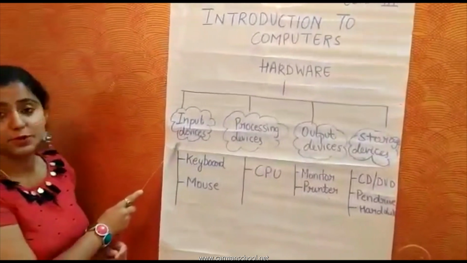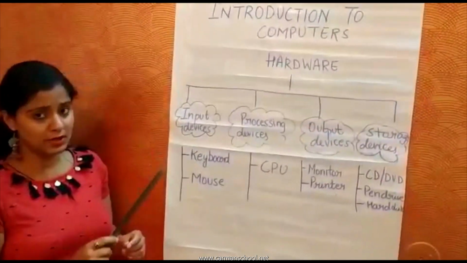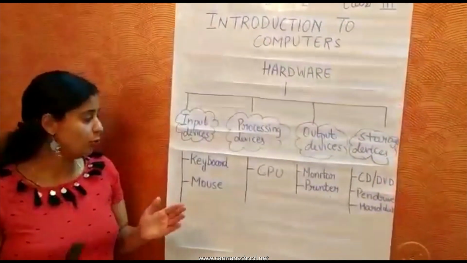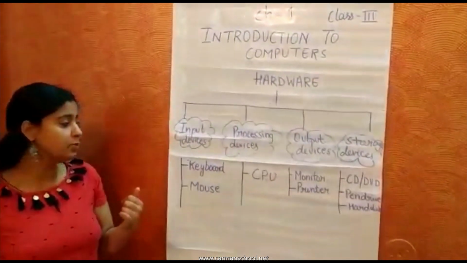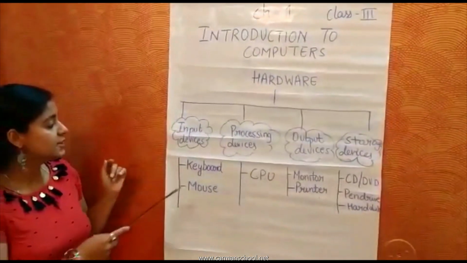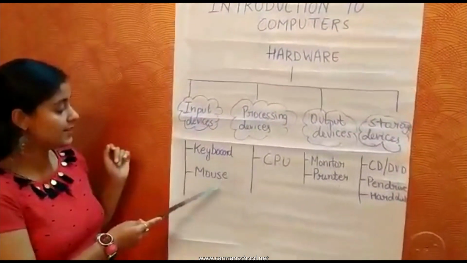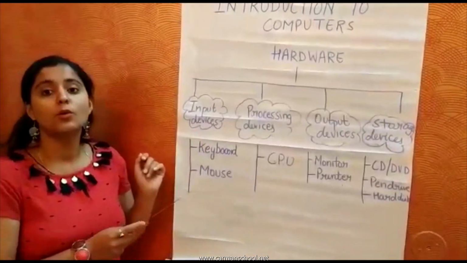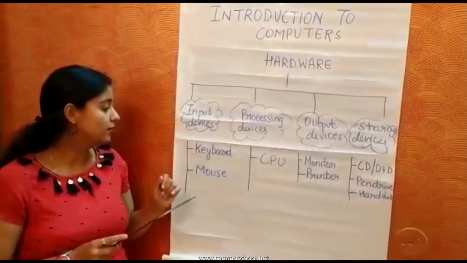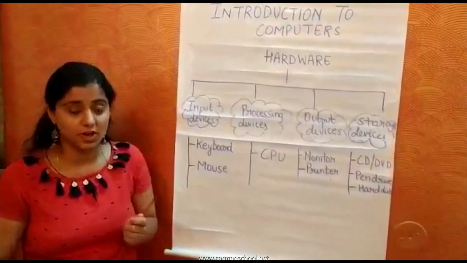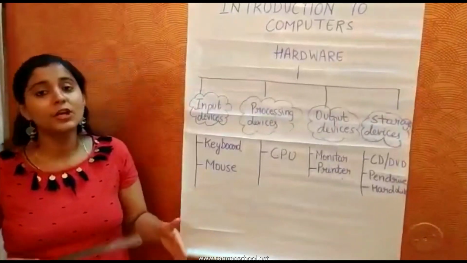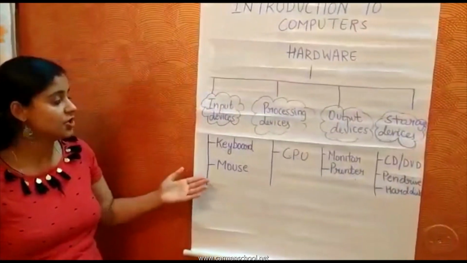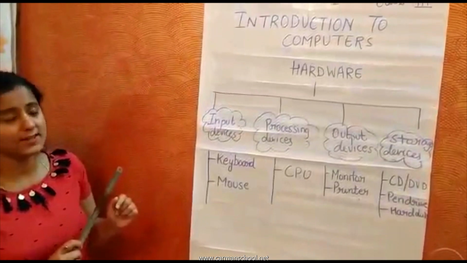First is your input devices. As I have told you earlier, input devices are those which help us to give instructions to your computer. The first input device is the keyboard and the second is the mouse. With the help of the keyboard we give instructions, and with the help of the mouse we select or choose or give instructions. This is also an input device.